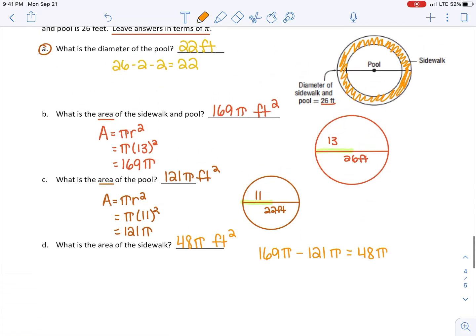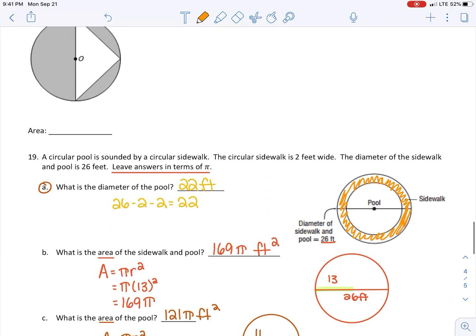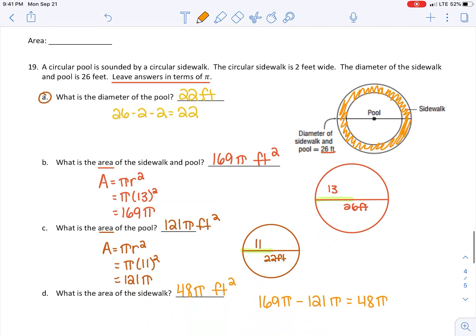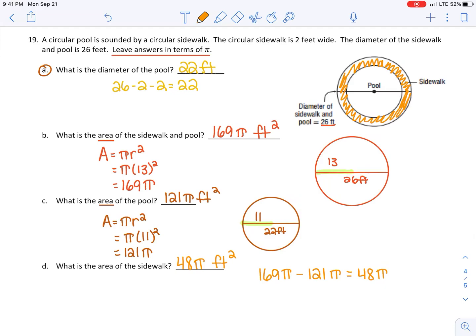Okay, so that concludes page 20. We are skipping number 18, so we're not going to do that example, but like I said, that concludes page 20. So we are done with the new notes for lesson 6. We will be moving on to lesson 7.